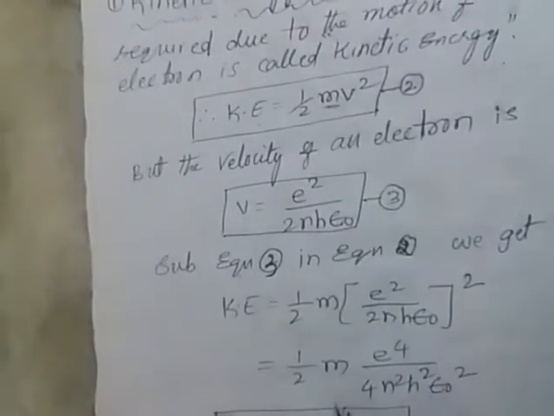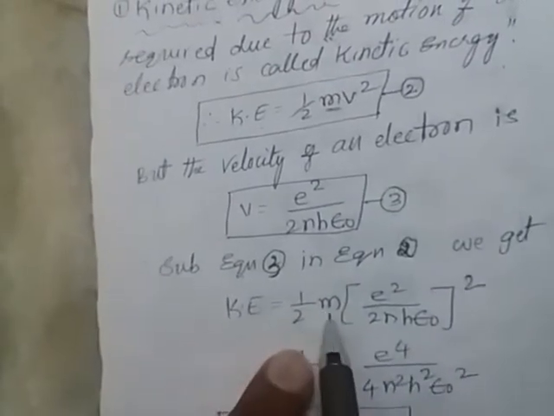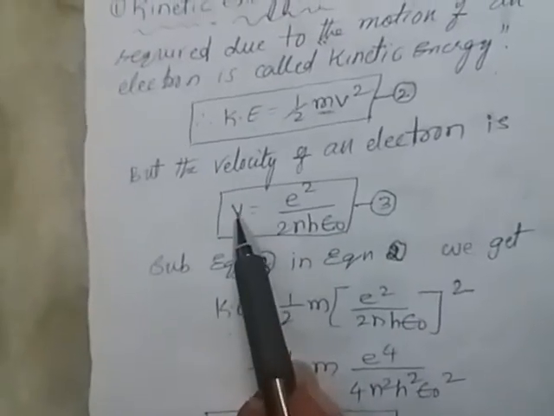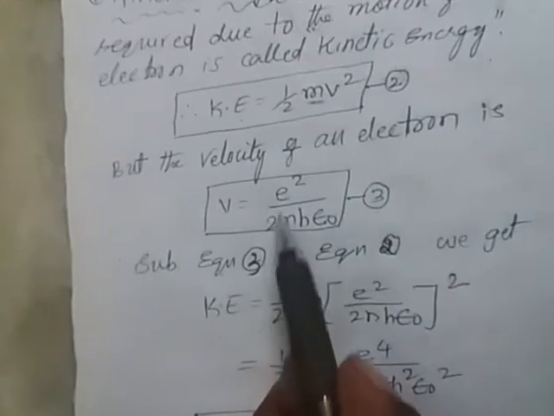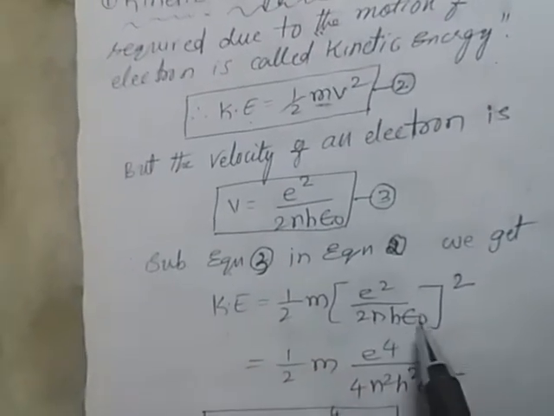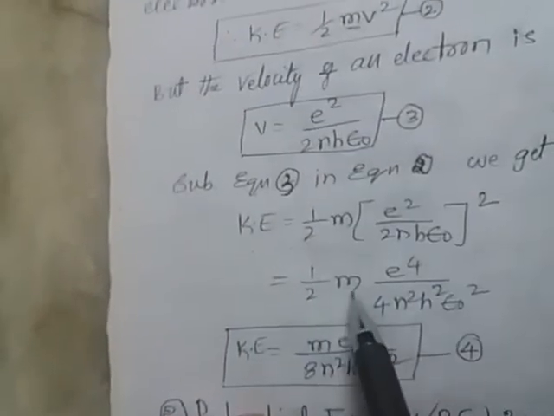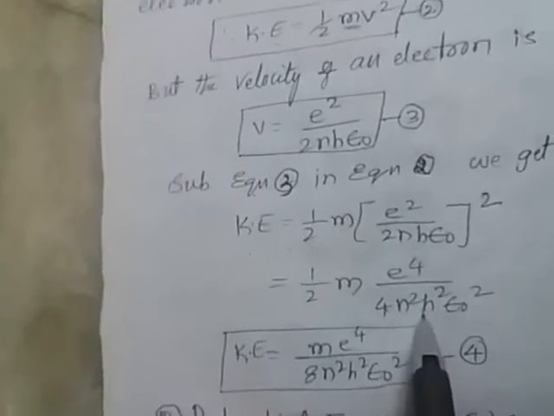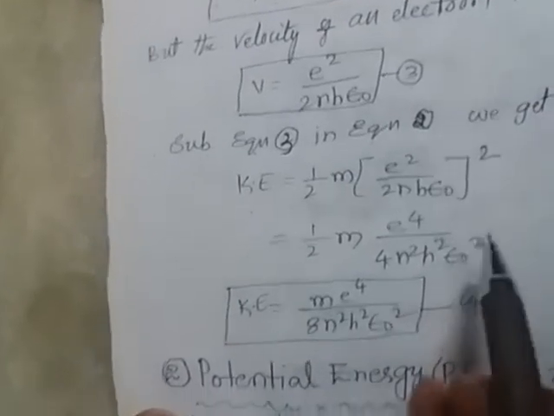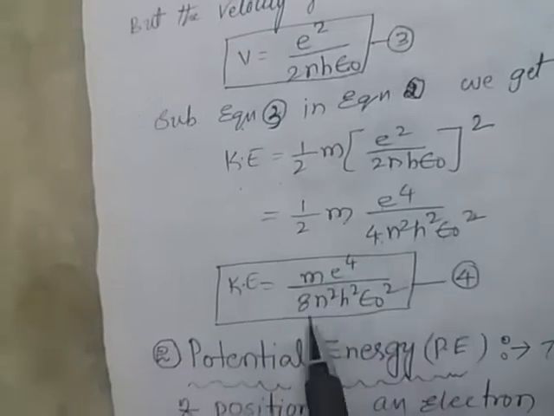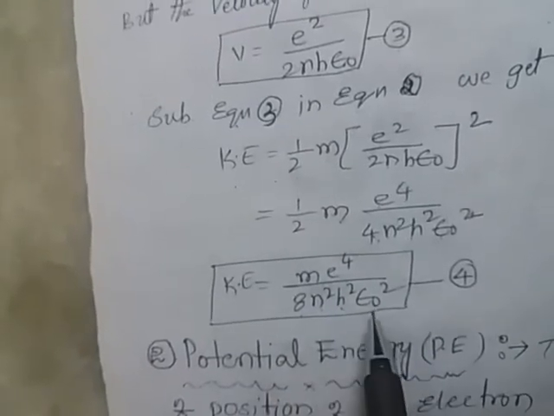We get K is equal to half m into, instead of v square we substitute E square by 2nh epsilon naught, the whole square. That is half into m e to the power of 4 by 4 n square h square epsilon naught square. So therefore m e to the power of 4 by 2 into 4 is 8 n square h square epsilon naught square.